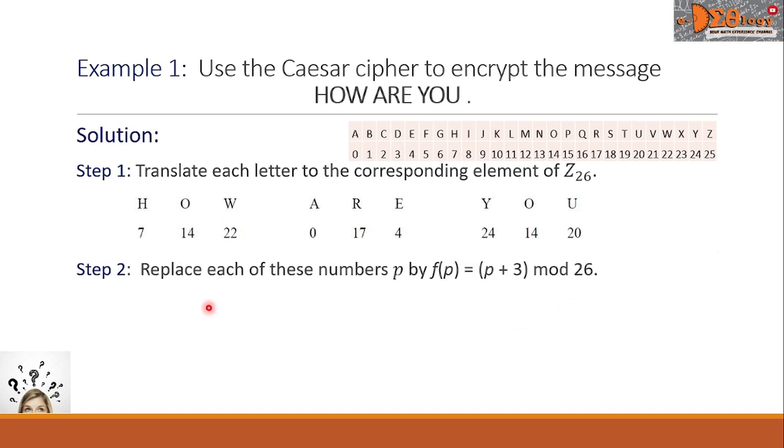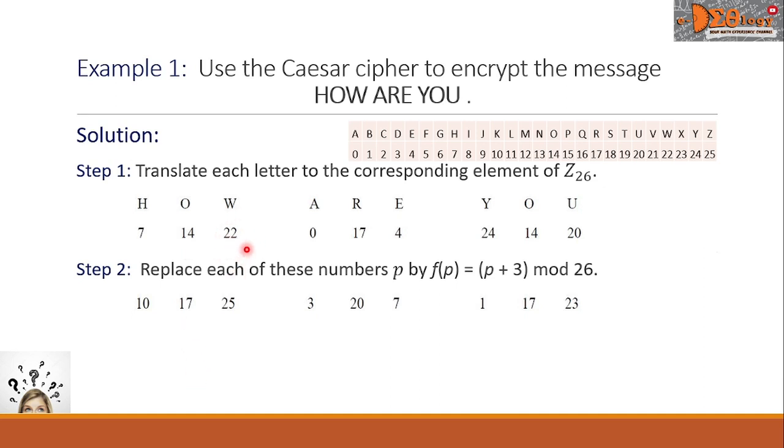Now for step 2, we replace each of these numbers p by f of p is equal to p plus 3, then mod 26. Meaning for this number 7, we're going to have 7 plus 3. It becomes 10. And that 10 mod 26 is simply 10. So the 7 becomes 10. The 14 is now 14 plus 3, which becomes 17. 17 mod 26 is 17.